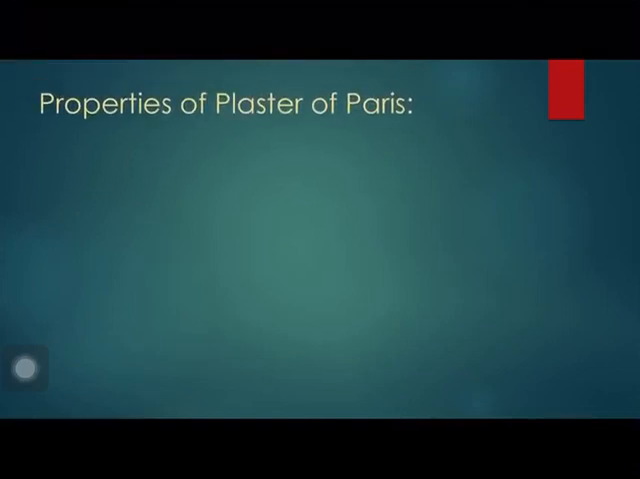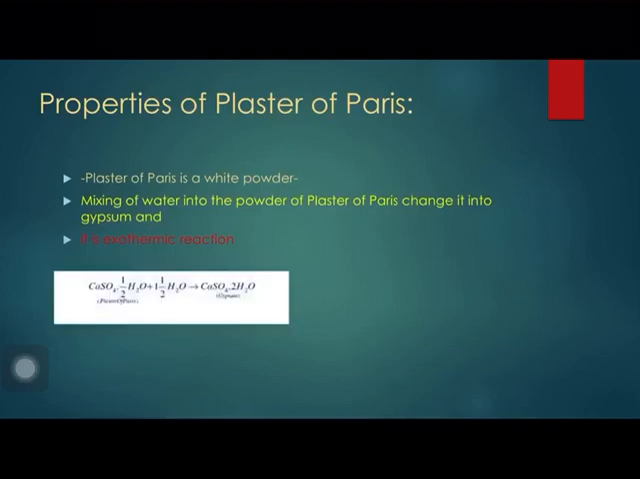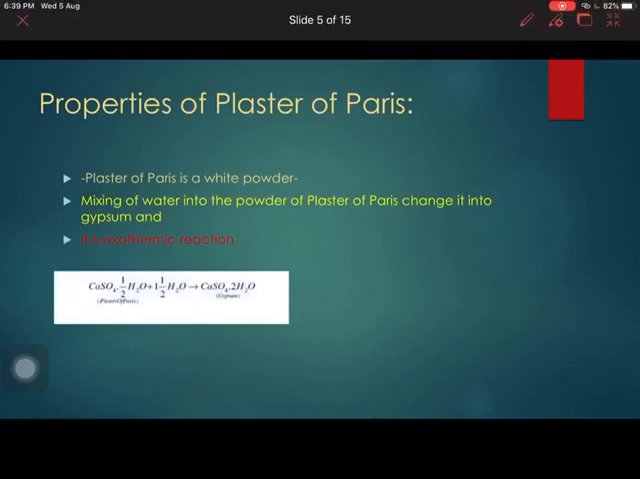Properties of plaster of Paris. It is a white powder. When you see it, it is purely white in color. On mixing it with water, it changes into gypsum. That means 2 H2O will be added instead of half H2O. And it is an exothermic process. Generally when it is mixed, it releases some amount of heat. You will feel the temperature. This is the equation which shows that it is converted to gypsum on addition of water.